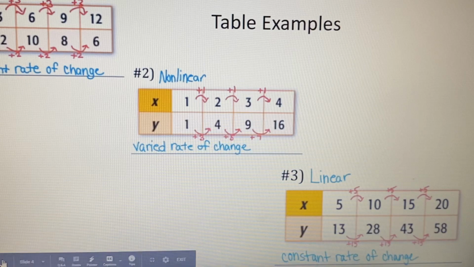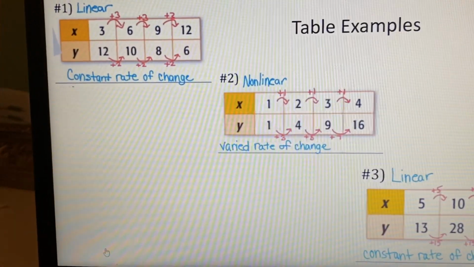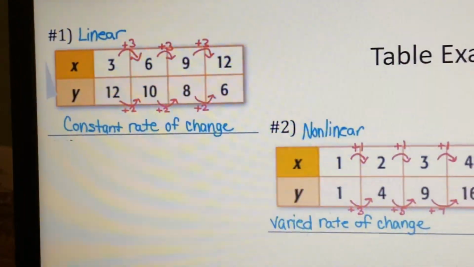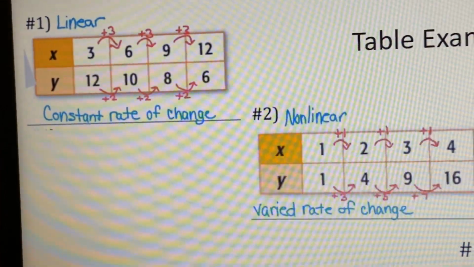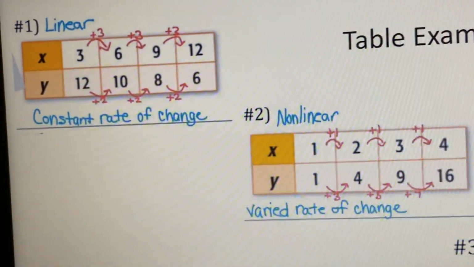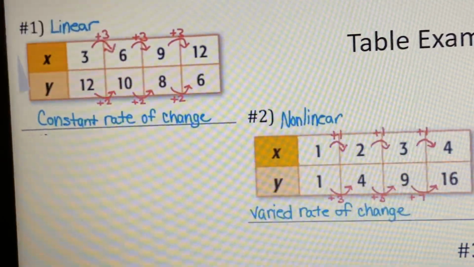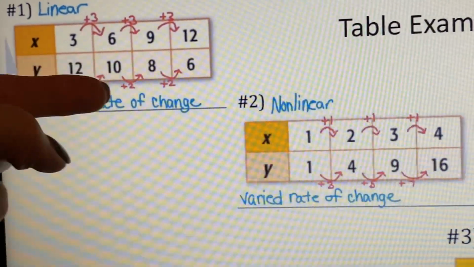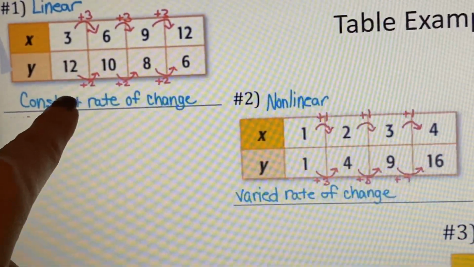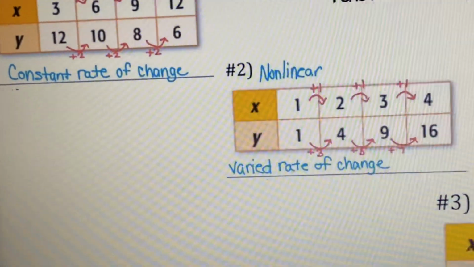Okay, so I wanted to give you some examples of some tables. So I'm going to go ahead and turn here and we're going to look at this first table. I'm going to see if I can zoom in. If we look at this first table, you can see that it says it's linear. It says that it has a constant rate of change, and you can actually see that that is true. Going from 3, 6, 9, 12, what are we doing? We're adding 3 each time. To go from 12, 10, 8, 6, it should not say add 2. It should say subtract 2. So we're subtracting 2 each time, okay? So that is a constant rate of change.